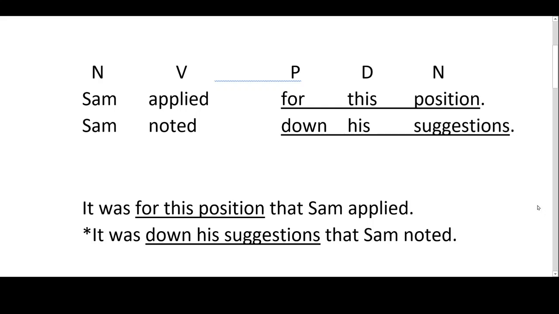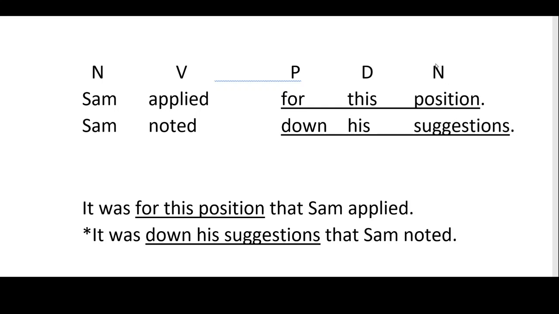Okay, guys, so the focus for this video is going to be about the importance of constituency tests before you start drawing syntactic trees. Okay, so it says Sam applied for this position, and Sam noted down his suggestions. Now, you might have noticed there that my intonation was a little bit weird, right? So if we notice Sam is a noun, applied is a verb, note is also a verb, for, down, both prepositions, and then we've got a determiner, which is this and his, and a noun, position and suggestions.